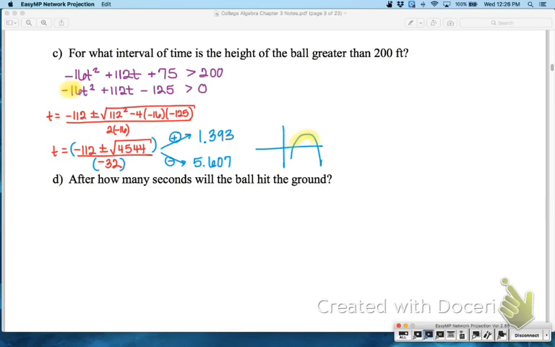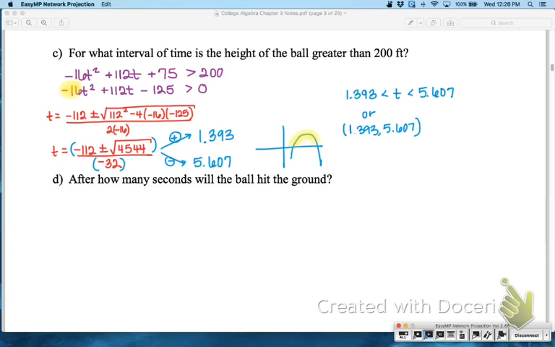So the answer would be 1.393 less than t less than 5.607. We use an inequality because it asked for an interval. I like using inequality notation here so I can show that we're measuring time t. But you could also use interval notation and write it this way. That would be just as correct. I don't care. They both represent the same interval.